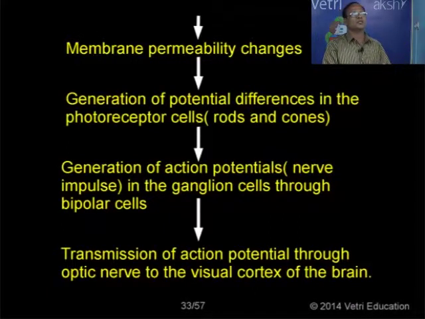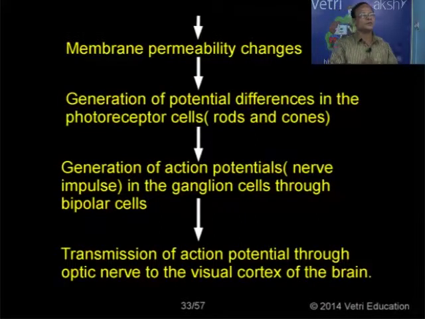Then we have the generation of potential difference in the rods and cones, followed by action potential generation that is conducted through the bipolar cells to the ganglion cells, ultimately reaching the optic nerve, and that conducts the impulses to the visual cortex of the cerebrum where interpretation occurs so that a person can see the different colors. This is what is happening.